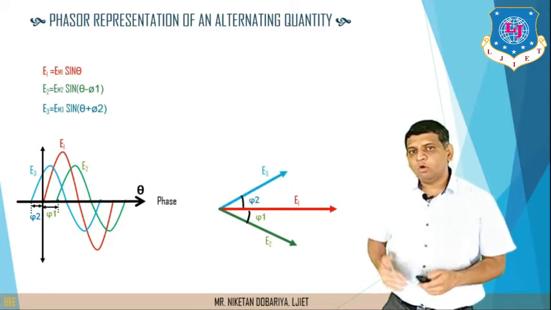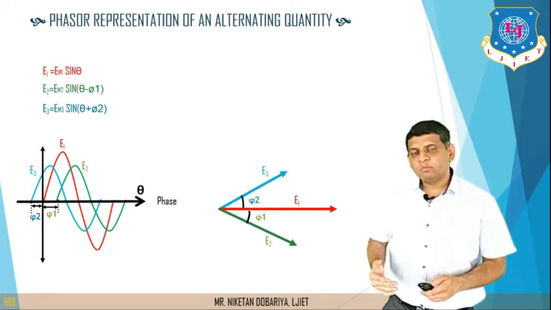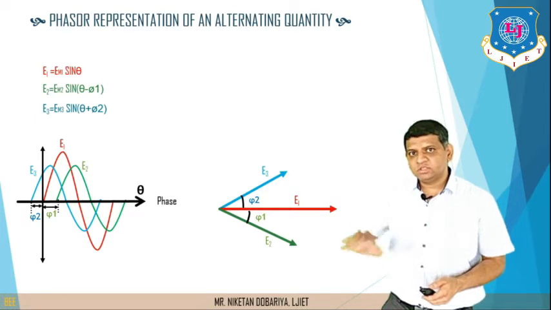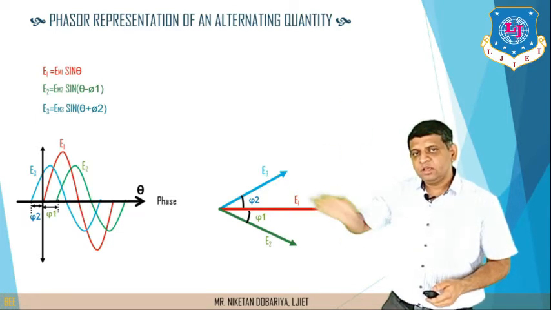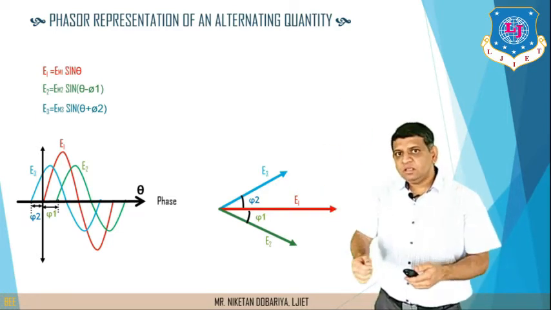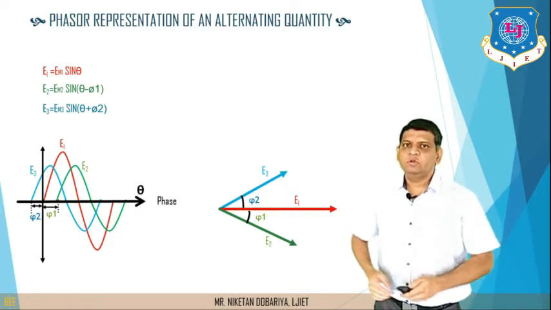You can see here all these three vectors are moving in an anti-clockwise direction. Once they move in an anti-clockwise direction, the first is E3, then you have E1, and then you have E2.